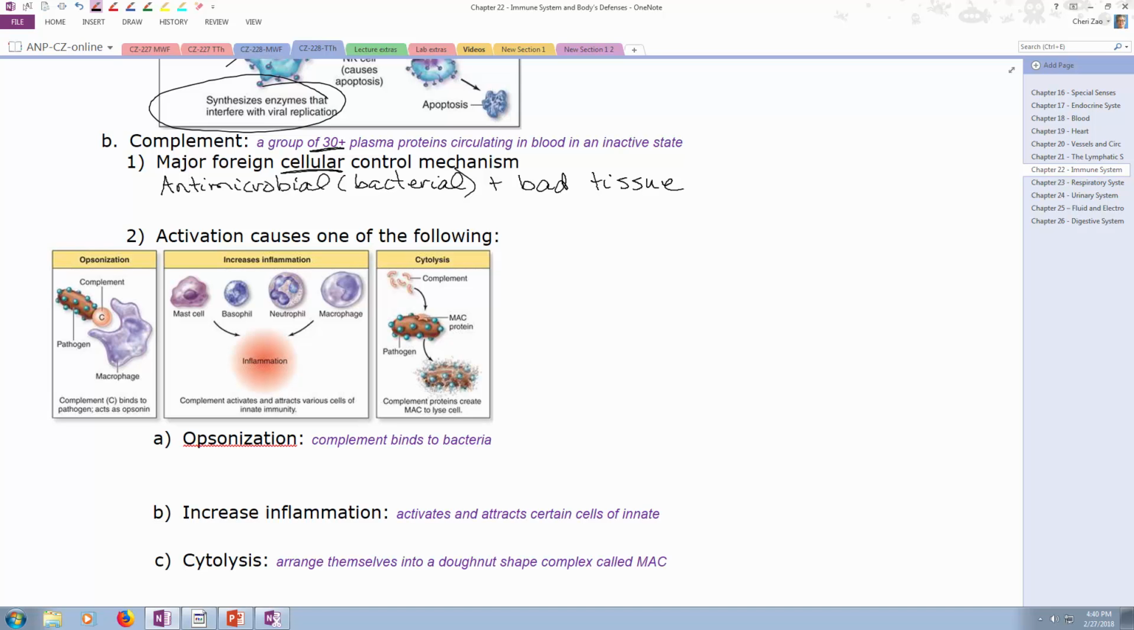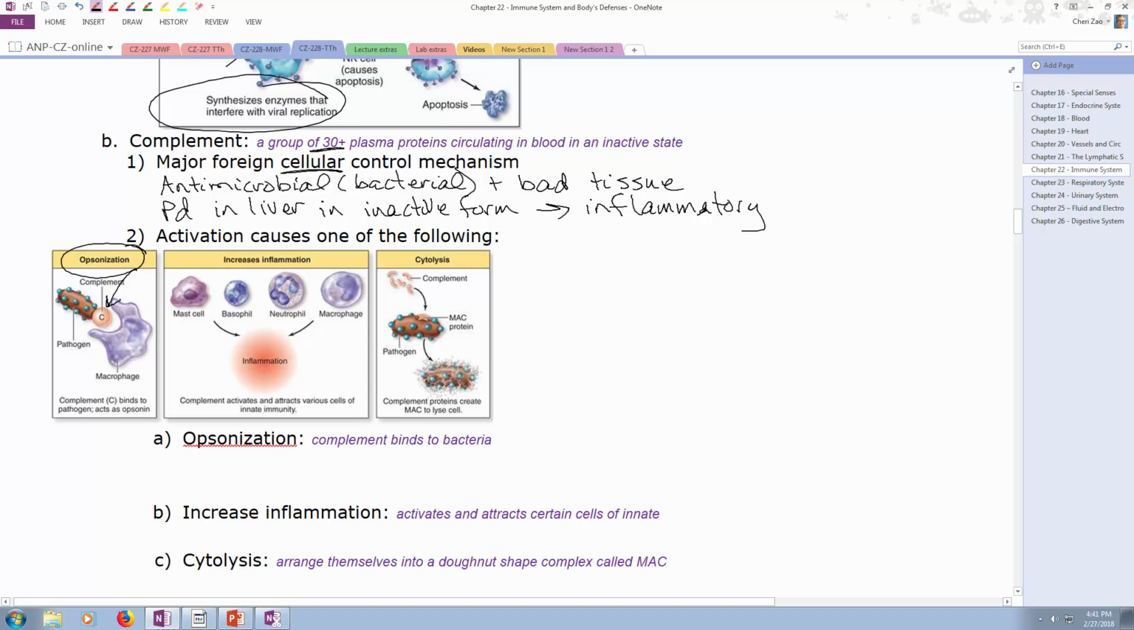So what happens is these guys are produced in the liver, just like our clotting factors. And they have a significant inflammatory feature. So they actually are also part of inflammation. We're going to talk about the three ways that they work when they're activated. The first thing that we'll talk about is opsonization. And it shows here complement as the C guy.